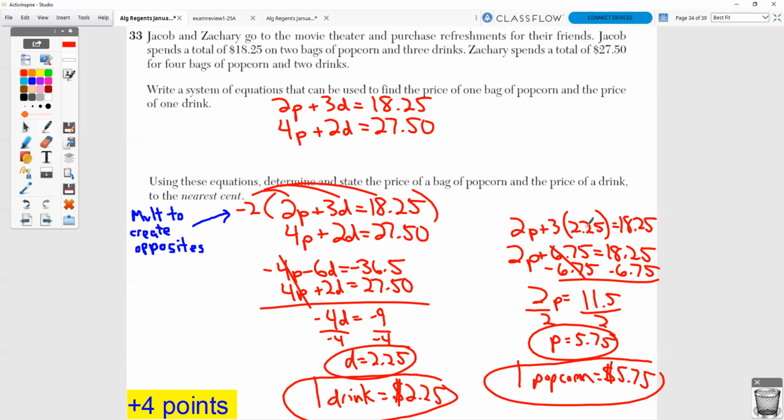So 3 times d, I have 3 times 2.25. And now I'm going to solve that. It just ends up being a 2-step equation. Subtract, divide. You get that the price of popcorn was $5.75. So 4-point question, 1 point for this equation, 1 point for this equation, 1 point for solving for d, 1 point for solving for p.